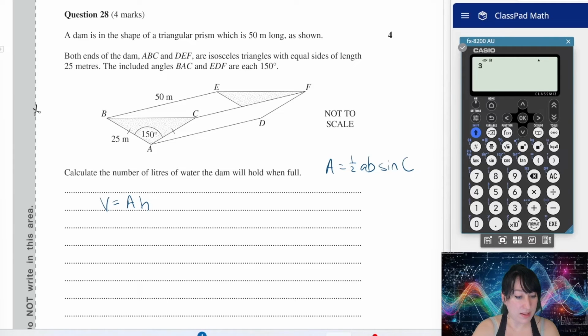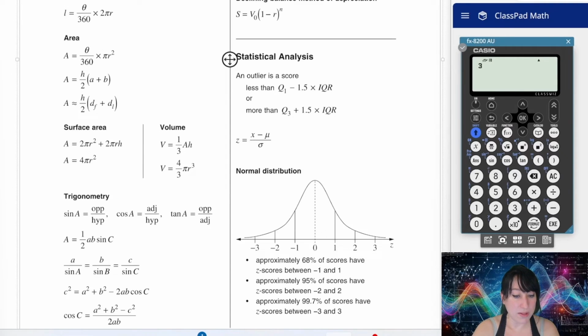So, if you need it, that formula is on the reference sheet. Under trigonometry, you'll see that here. But the original area of a triangle that we learn in year 7 is not there. Make sure you memorize that one.